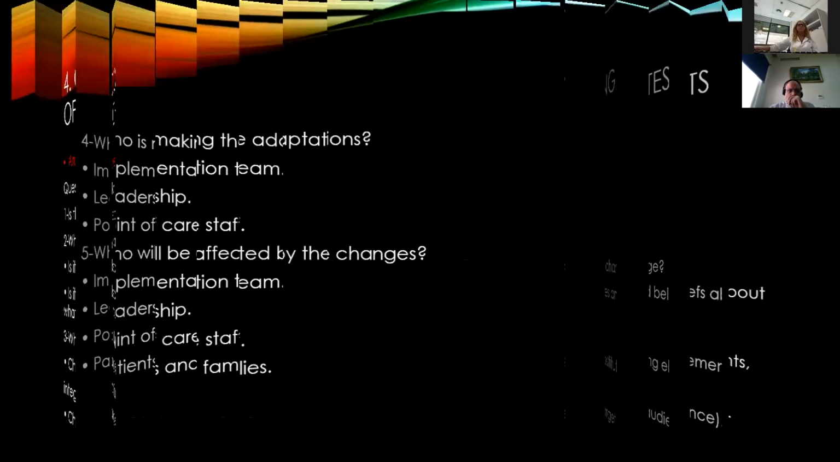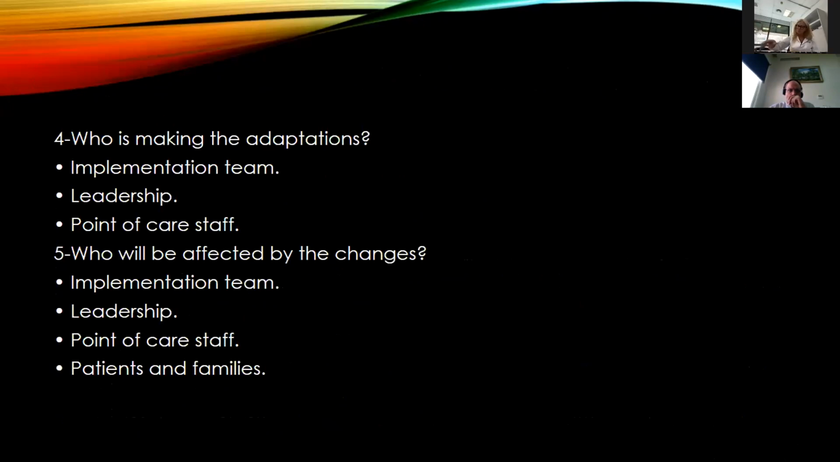Number 4, who is making the adaptation? The implementation team, the leadership, or the point of care staff? Who will be affected by the change? Implementation team, leadership, or the point of care staff, or patient and family?